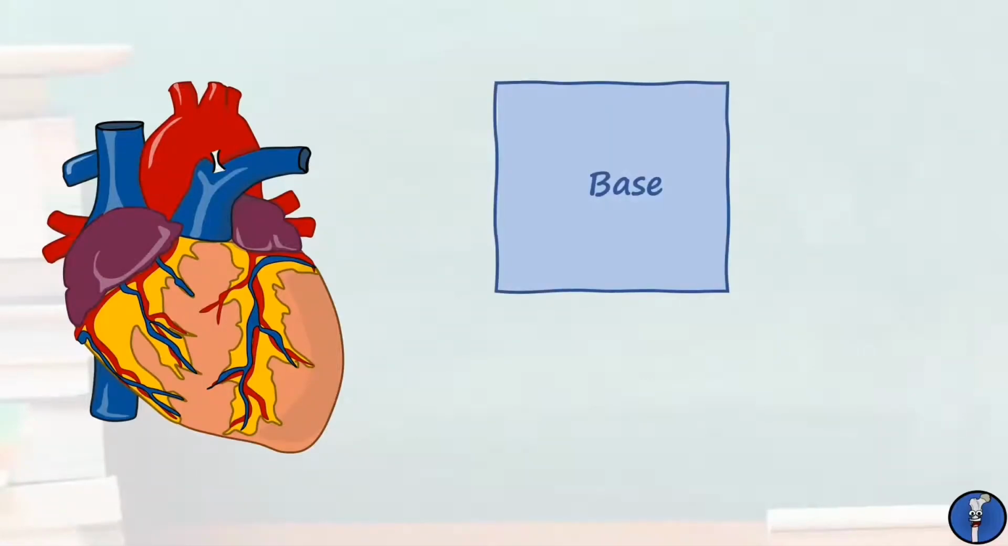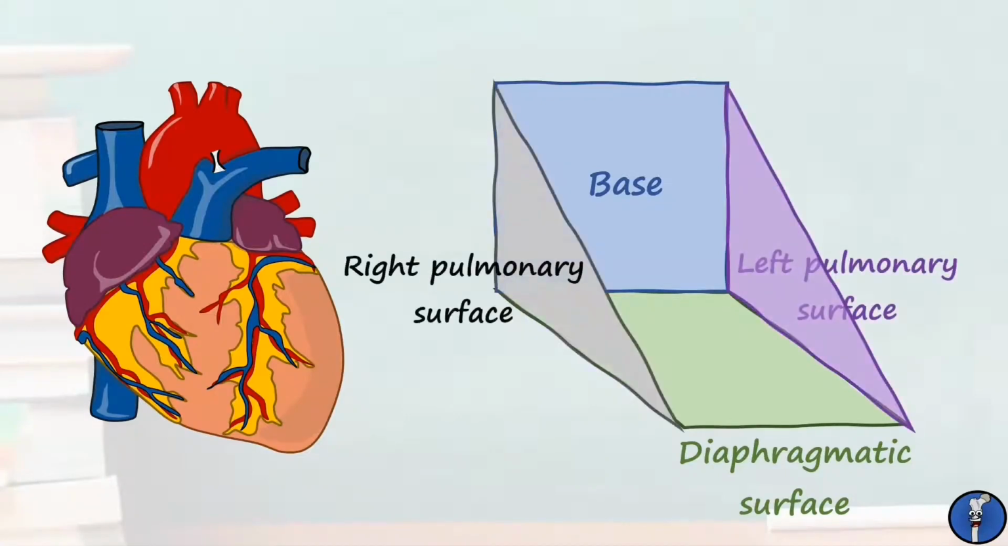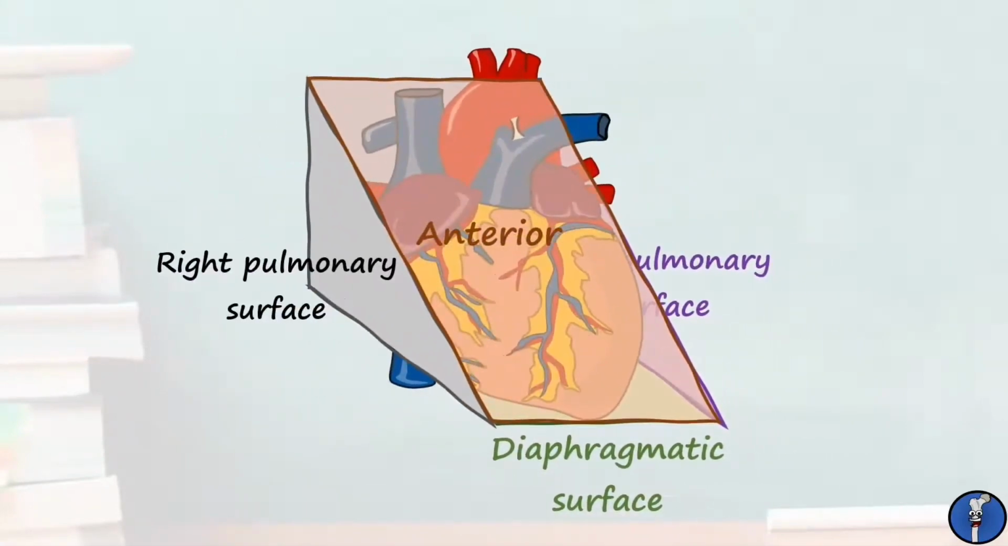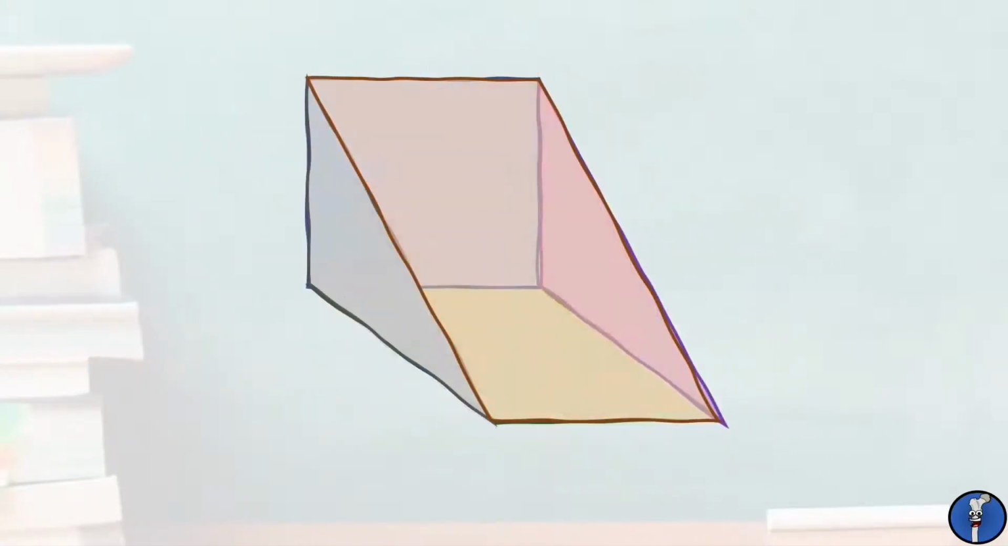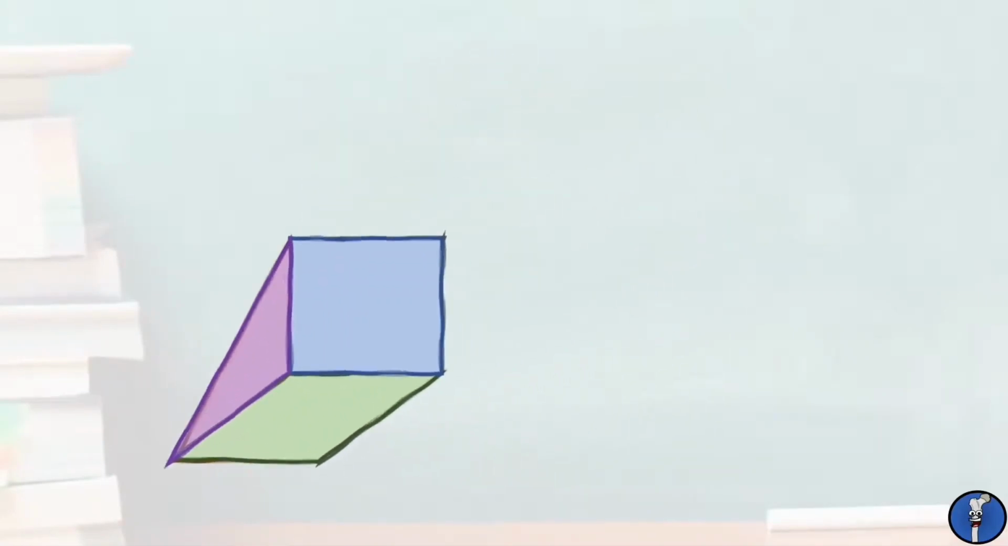The posterior surface of the heart forms its base and it is quadrangular in shape, and the inferior surface of the heart faces the diaphragm and forms the diaphragmatic surface. Beside the diaphragmatic surface, the right and left pulmonary surfaces are present. And then comes the anterior surface of the heart, which is also called the sternocostal surface, as it faces the sternum and the costal cartilages. So now let's discuss each surface in detail.